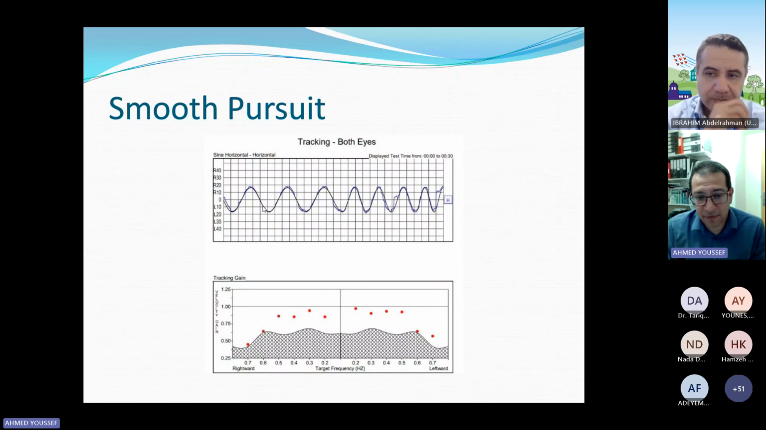So the regular graph is the dot that the patient is following, and the blue one is the patient's trace. And the software of the testing plots this graph in that way, where if the dots are outside the shaded area, then these are normal, and if they fall inside, this is abnormal.